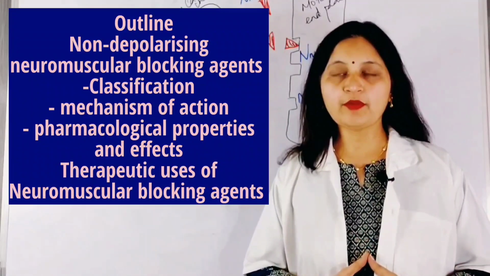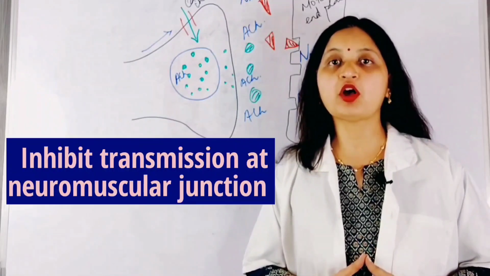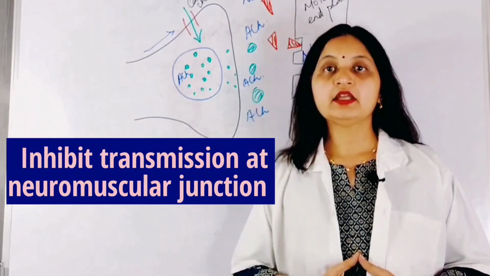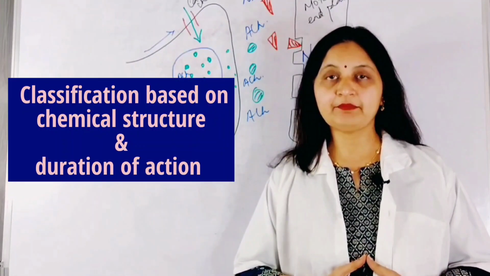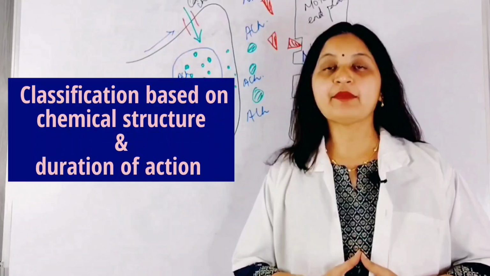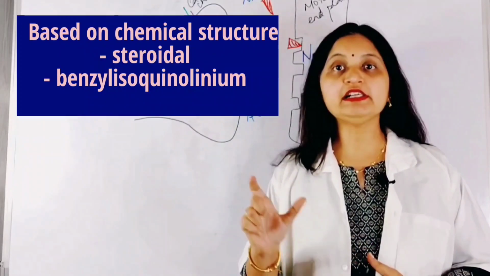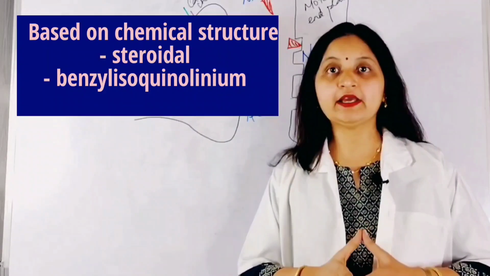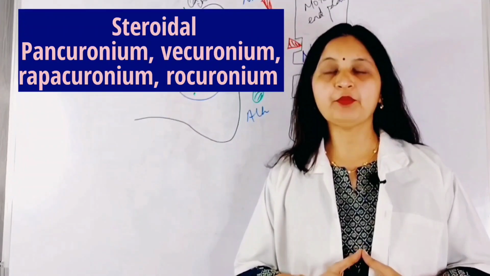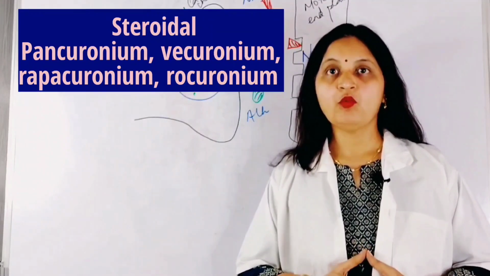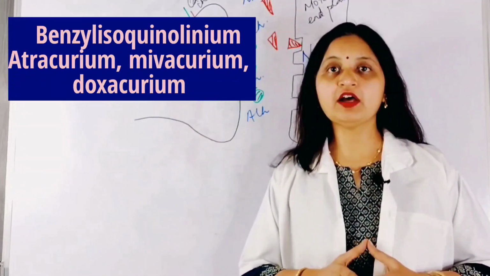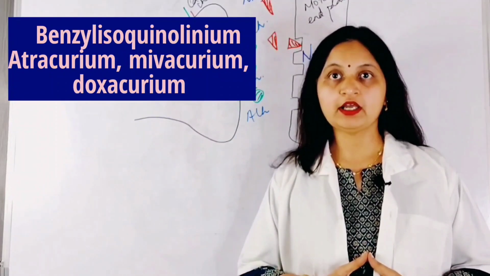The non-depolarizing neuromuscular blocking agents inhibit transmission across the neuromuscular junction, causing relaxation of the skeletal muscle. They can be divided based on the chemical structure and the duration of action. Based on the chemical structure, they can be divided into steroidal derivatives and benzyl isoquinolinium derivatives. The steroidal derivatives include pancuronium, vecuronium, rocuronium, rapacuronium, whereas the benzyl isoquinolinium derivatives include atracurium, mivacurium, doxacurium and so on.